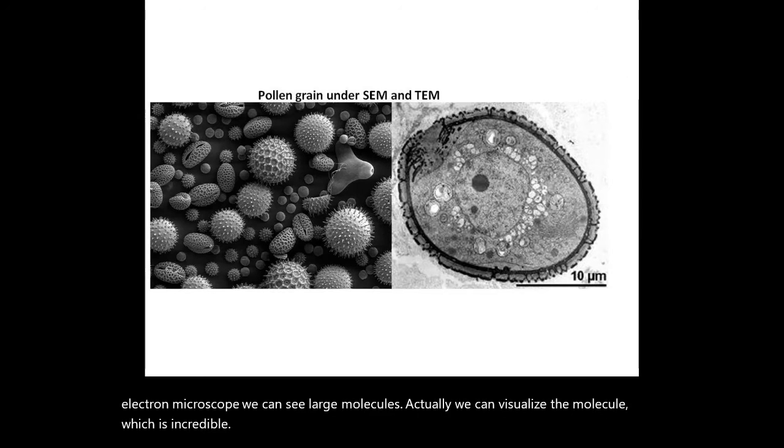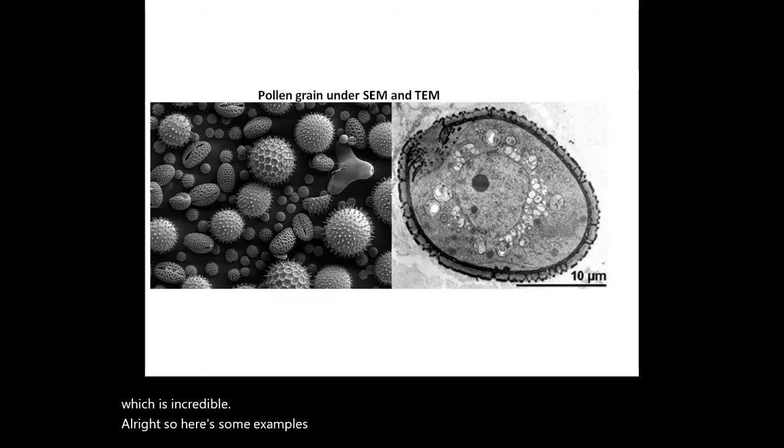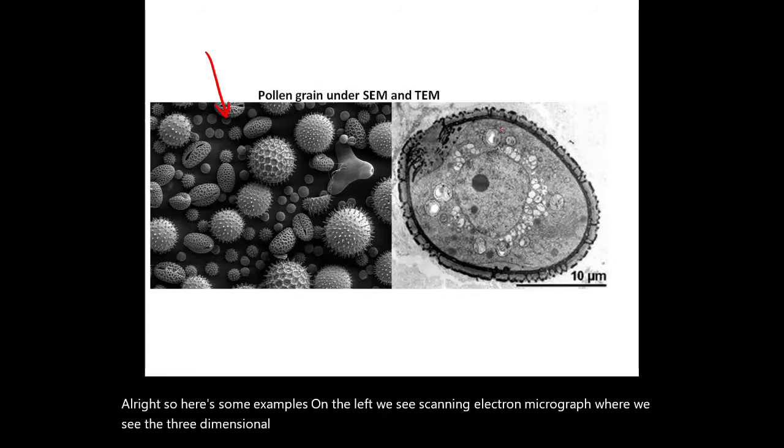All right, so here's some examples of, on the left, we see a scanning electron micrograph, where we see the three-dimensional surface of some pollen grains. This would be a transmission over here, where we're looking at a thin slice, and we just see a two-dimensional image.